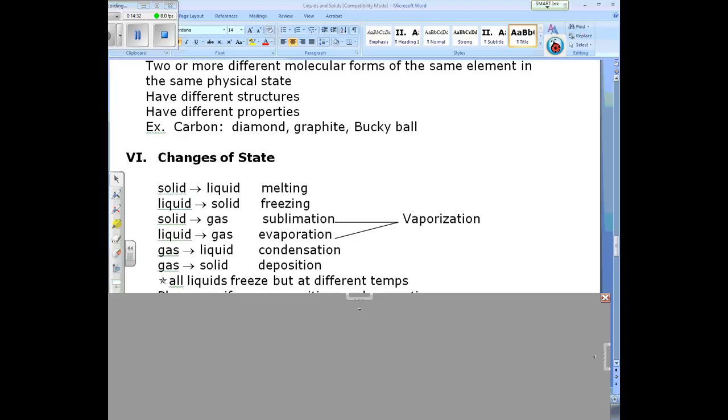Let's see. What's the other thing I was going to say about antifreeze? Okay, yeah, it can freeze. I can't remember what it is now. But, yeah, so that's how your car works.